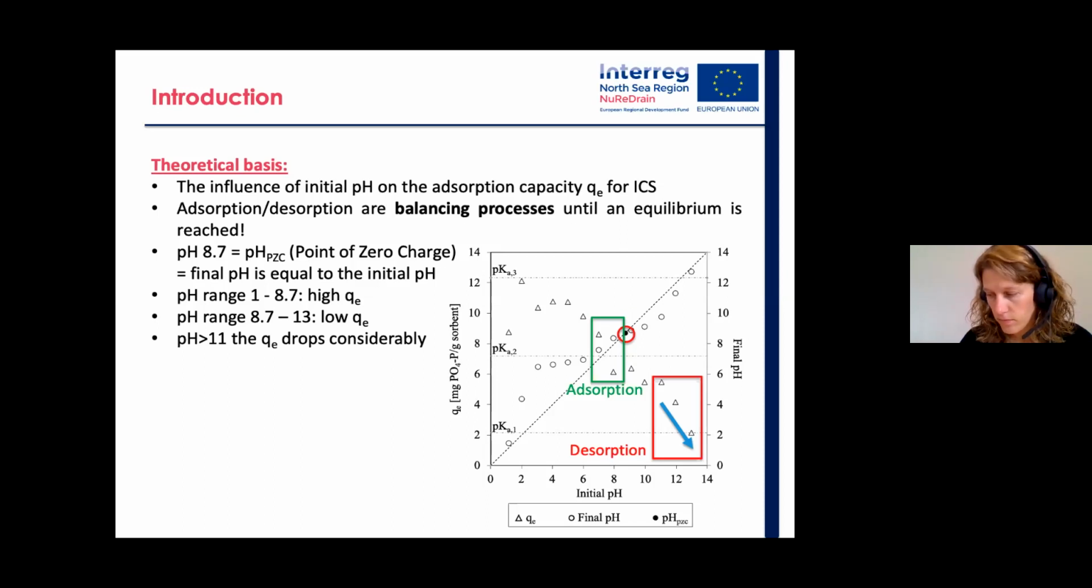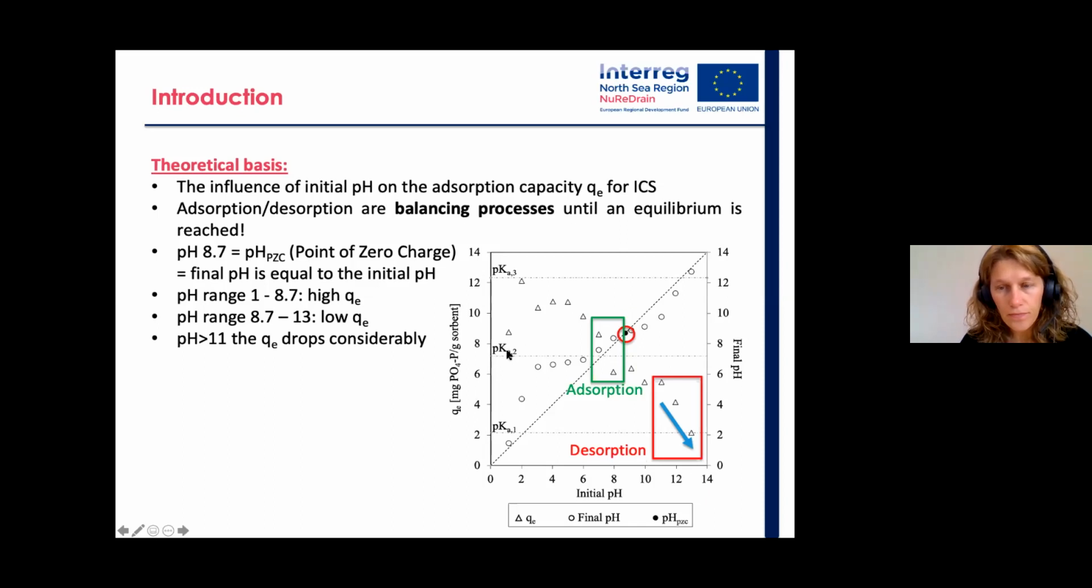So we did a test and we exposed some ICS granules to different pHs from 1 to 14. And we got this graph. Can you see my pointer? No? Yes, we can see it.